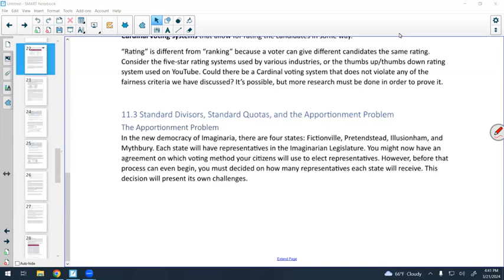You might have to have an agreement on which voting method your citizens will use to elect their representatives. However, before that process can even begin, you must decide on how many representatives each state will receive. This decision will present its own challenges.